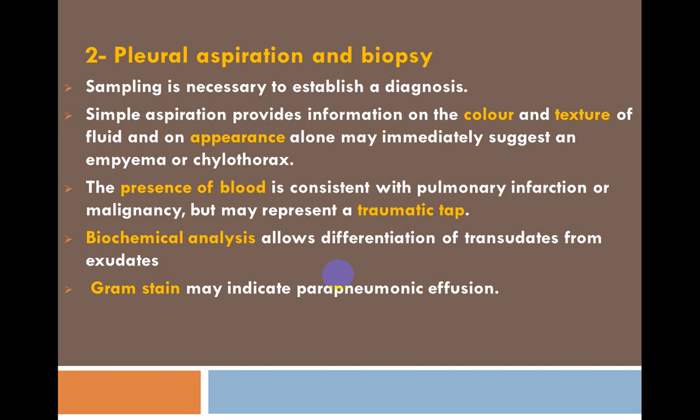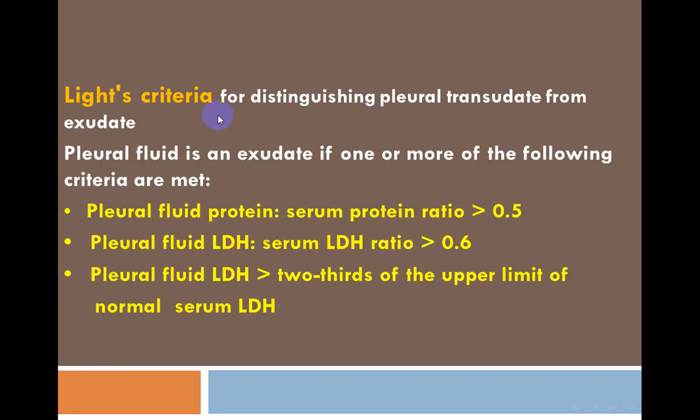Biochemical analysis shows differentiation of the transudates from the exudates. Gram stains may indicate parapneumonic effusion. We have what is called Light's criteria for distinguishing pleural transudate from exudate. Pleural fluid is an exudate if one or more of the following criteria are met. First, a pleural fluid protein to serum protein ratio more than 0.5. A pleural fluid LDH to serum LDH ratio more than 0.6. A pleural fluid LDH more than two-thirds of the upper limit of the normal serum LDH. These go with exudative pleural effusion.